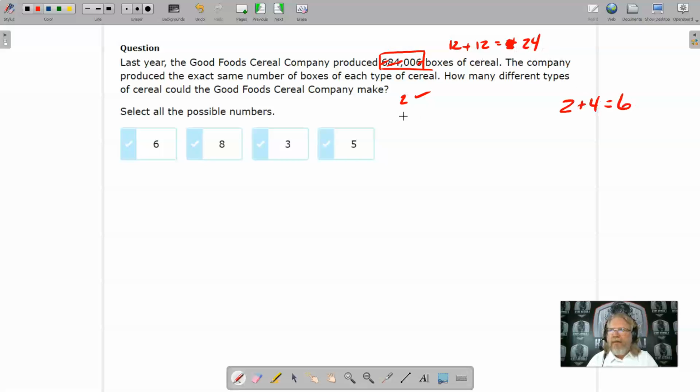So that means this big number here will divide by 3 as well. So 2 works and 3 works, so therefore we know that 6 works. So let's go ahead and say, yep, 6 is good to go.